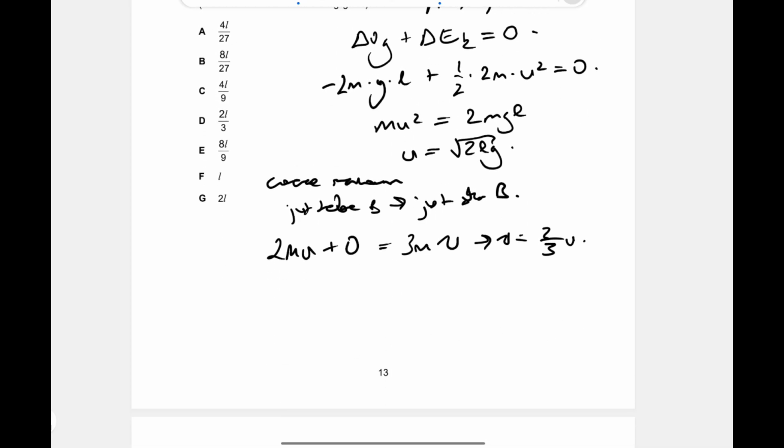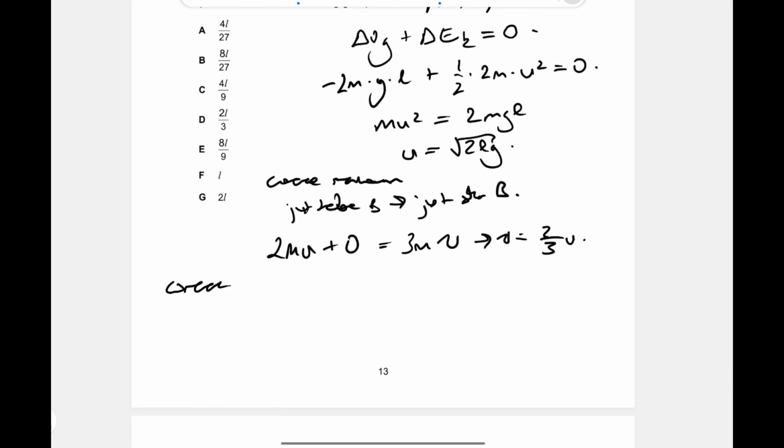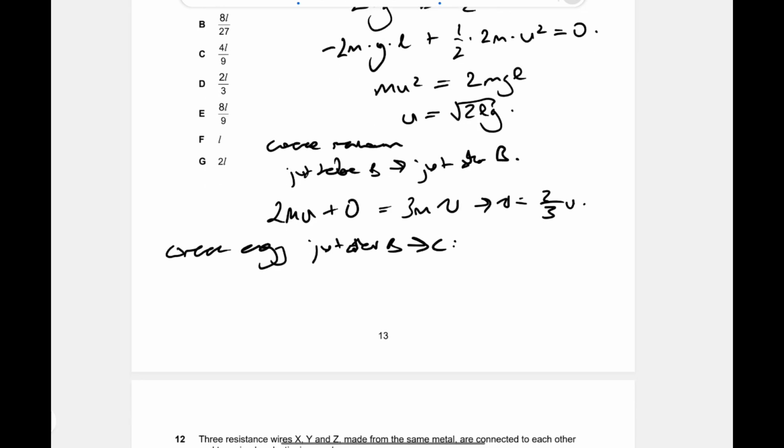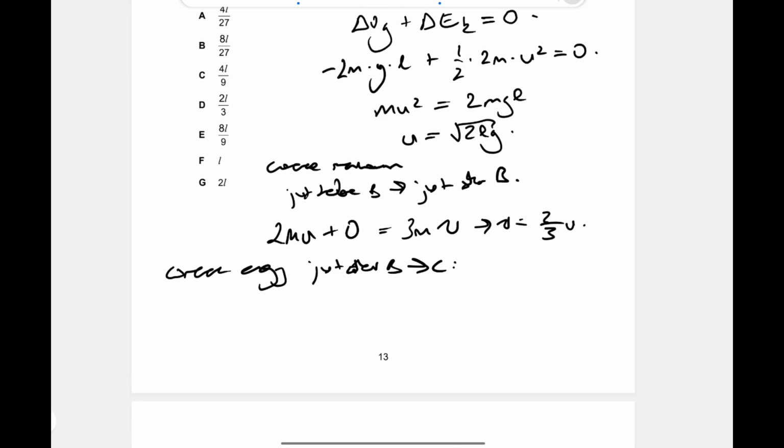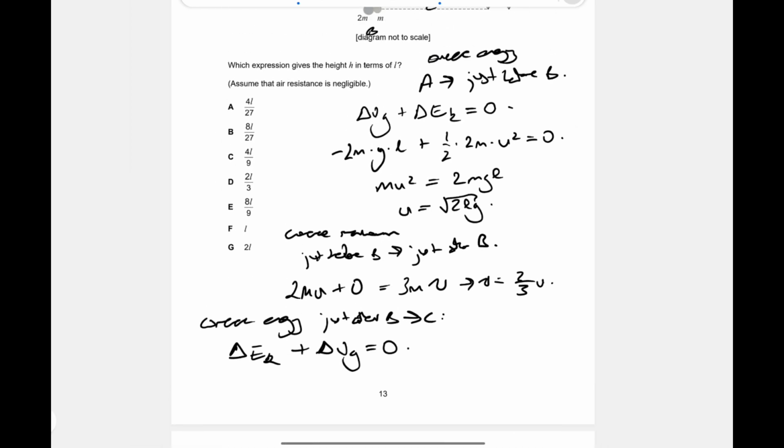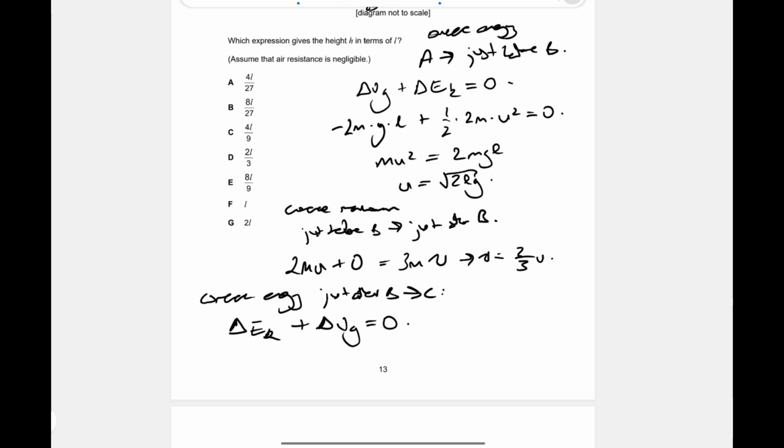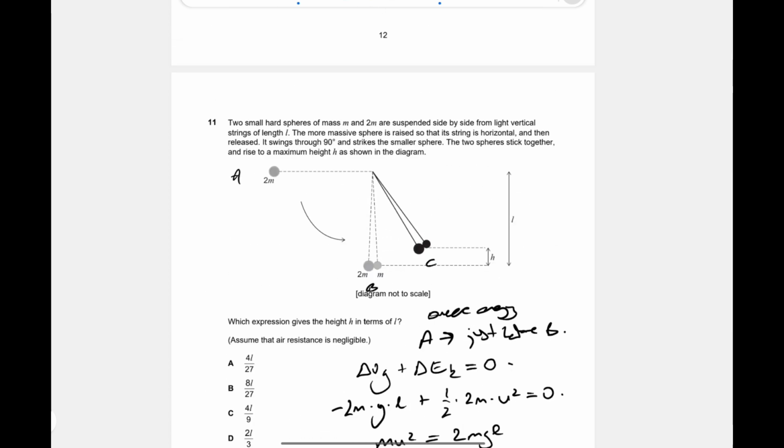Then we can conserve energy again, just after B to C, and that's going to be the change in kinetic energy. It's going to lose kinetic energy. It's going to gain gravitational potential energy. The combined 3m mass loses all its energy, because over here it's going to have no speed.